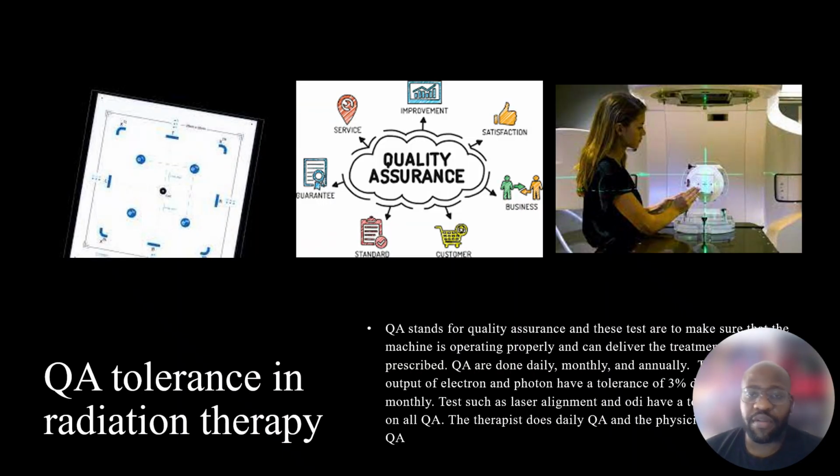So it's very important that every morning, every month, and yearly that certain quality assurance tests are done. Quality assurance makes sure that the machine is running correctly, so that it can deliver dose correctly. Quality assurances are done on outputs, field size, and optical distance. Also, quality assurance is done on imaging.